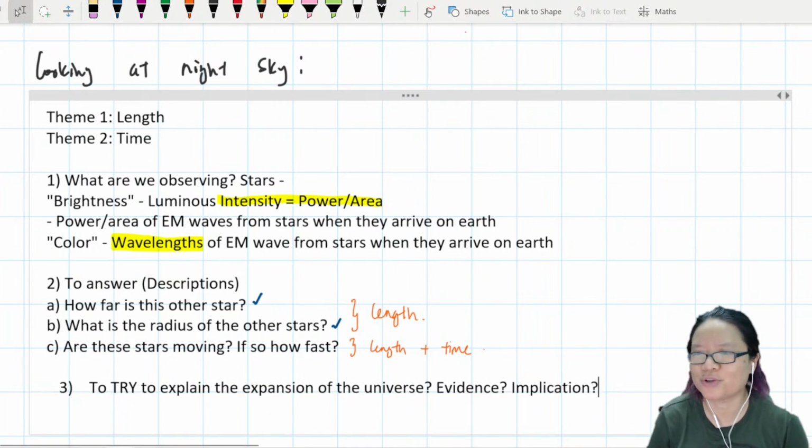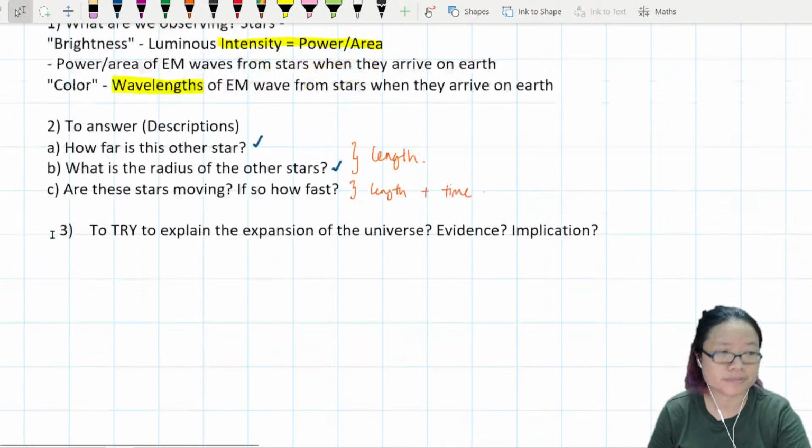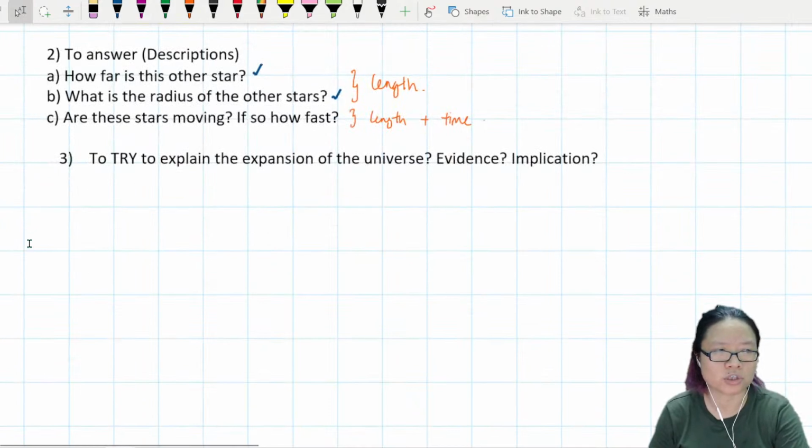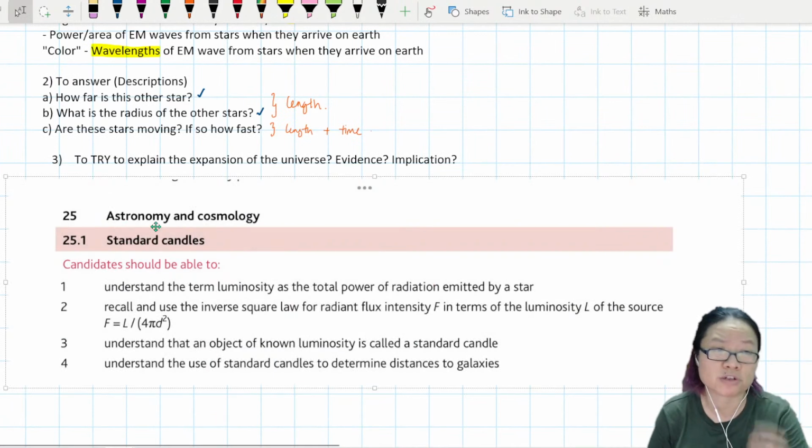So the first thing we're going to look at, and I'll always do this, paste in the syllabus so that you have a reference to look at. All right. So I don't want to teach too far away from the syllabus because it's not needed, especially if this thing is new.